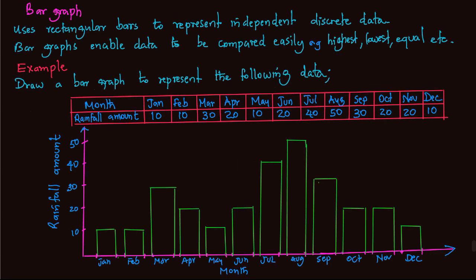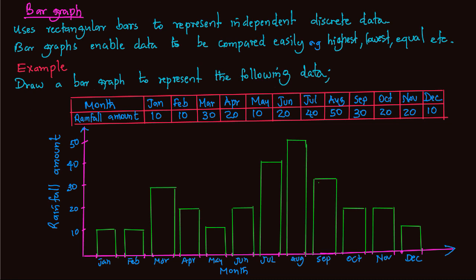A bar graph uses rectangular bars to represent independent, discrete data. Bar graphs enable data to be compared easily. For example, from the length of the bars, you'll be able to see the highest, the lowest, equal, nil, etc.